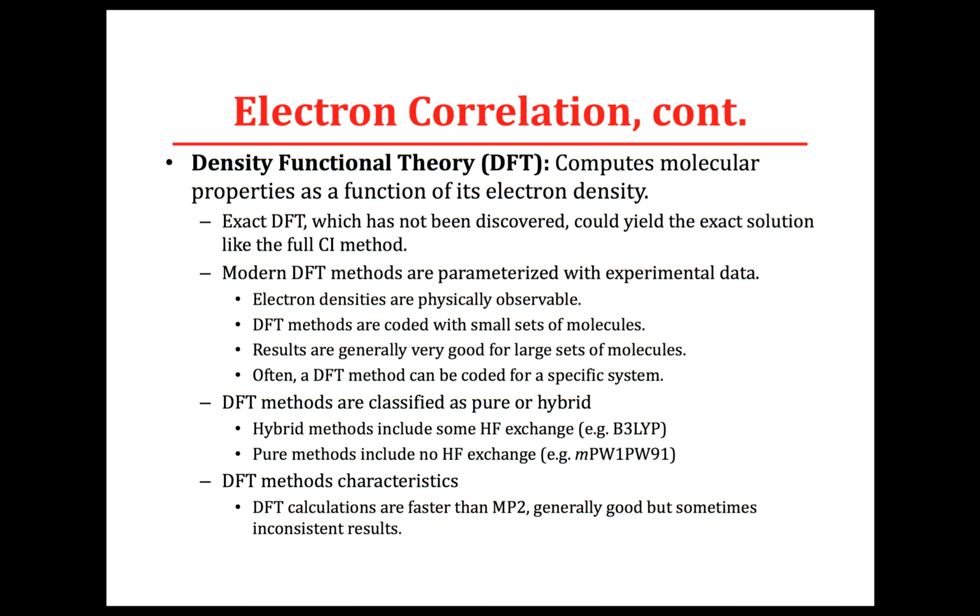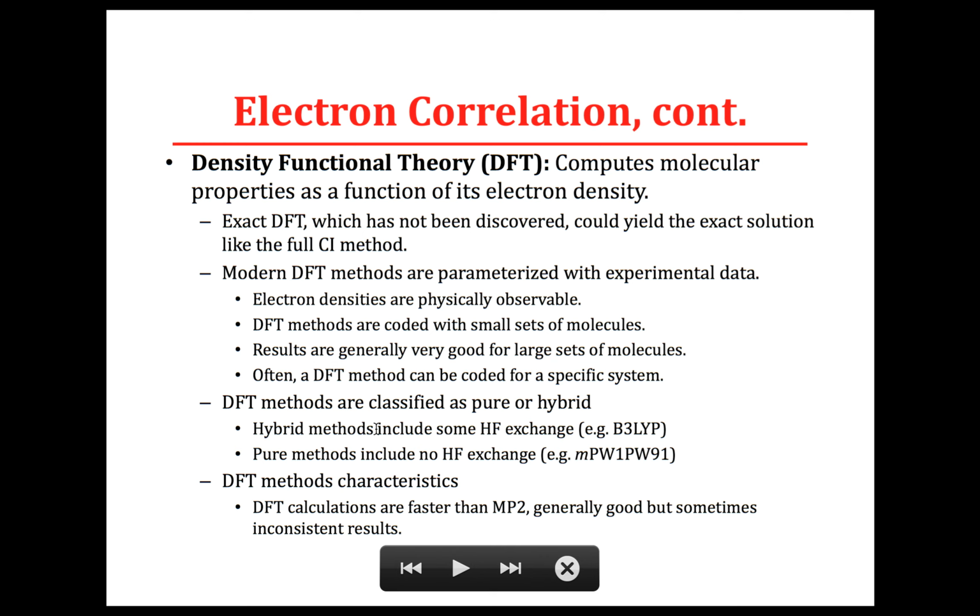Density functional theory computes molecular properties as a function of electron density. The exact DFT method has not actually been discovered. Modern DFT methods are parameterized with experimental data. So you use electron densities as your physically observable data that you can then program your DFT methods with, to be able to work with a wide variety of molecules from just a small input set. Results are generally pretty good here.